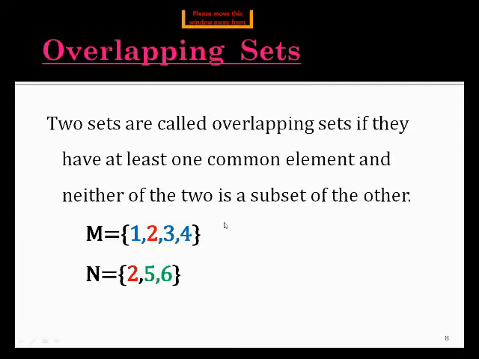Now we move towards another topic, which is overlapping sets. Two sets are called overlapping sets if they have at least one common element and neither of the two is a subset of the other. Capital M = {1, 2, 3, 4} and capital N = {2, 5, 6}. As you see, students, in the first set we have the elements 1, 2, 3 and 4, and in the second set we have the elements 2, 5 and 6. I colored them with the red color.